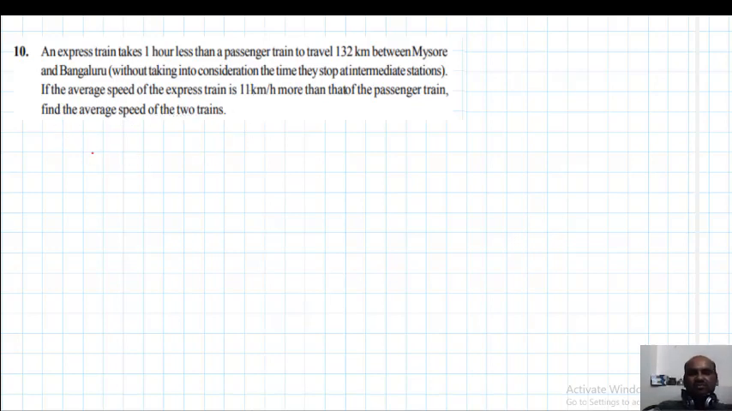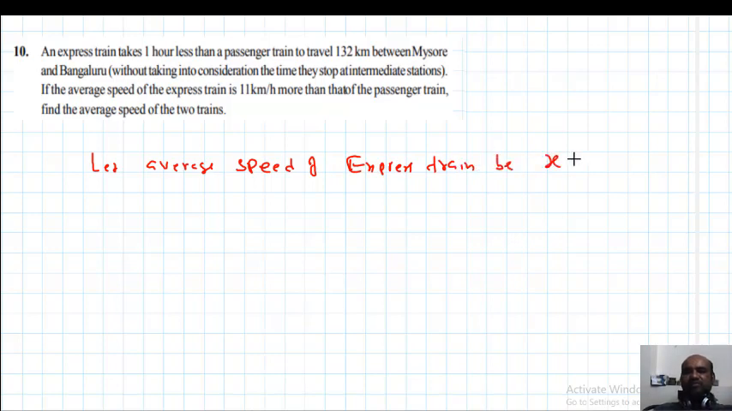Easy problem only. So let the average speed of the express train be x kilometers per hour, 11 more than the passenger. Okay. So the average speed of the passenger train is equal to, what is speed, no? Speed lesser than 11, x minus 11. Speed of the express train is x, means automatically the passenger train should be lesser, no? How much lesser? 11. Okay, I can say x minus 11 kilometers per hour.